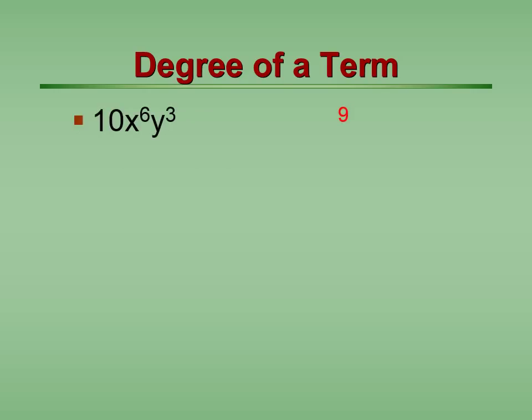So here's an example. We've got 10x to the 6 y cubed. So the exponents right now, we have an exponent of 6 and an exponent of 3. So our degree of this term is going to be 6 plus 3, which is 9. So for this term, we have an exponent of 5, 2, and 3. So that means that our degree of that term would be 10.